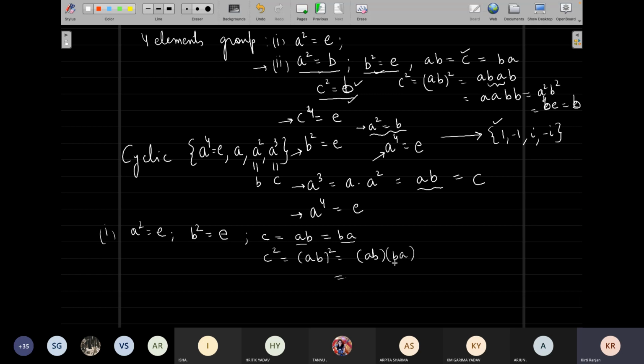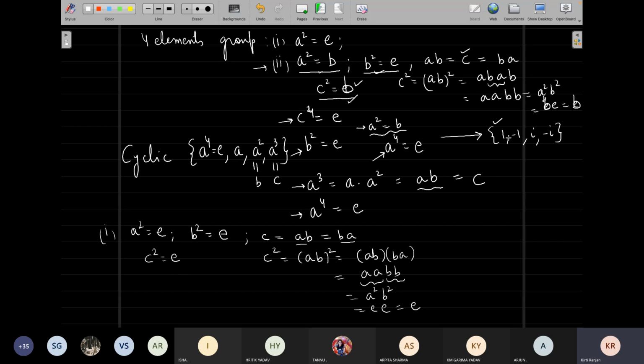But now there is going to be something interesting, that A square, B square, both of them are E. So in this case, C square is equal to E. Now, what is the order of element in this group? This is a 4-element group. What's the order of element? 2. Right. So that means what?